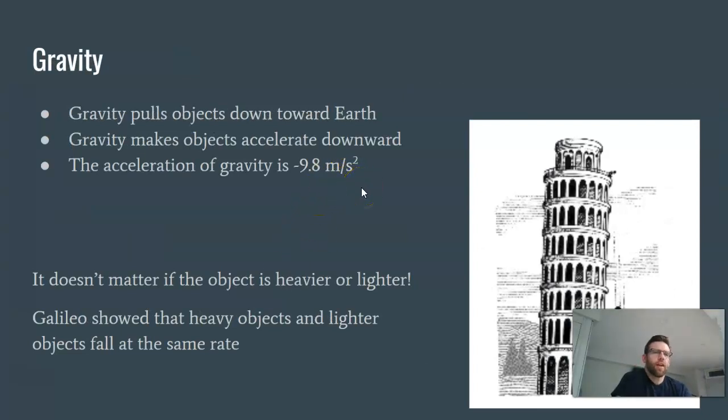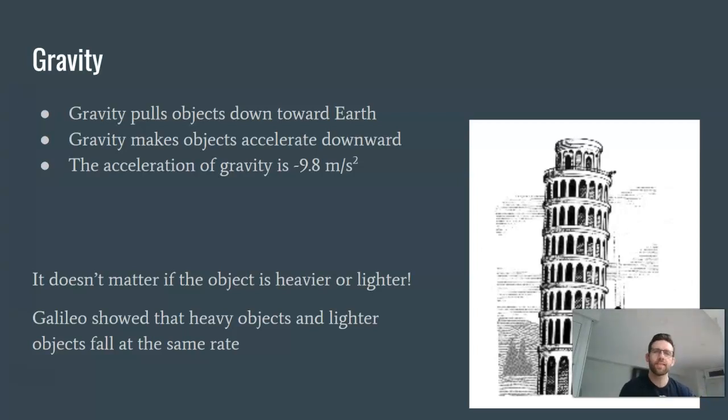So gravity. Gravity is a force. It's one of the major forces in physics. And for us on Earth it's just pulling objects towards the center of our Earth. Gravity makes objects accelerate downward, and the acceleration of gravity is a constant. It's negative 9.8 meters per second squared. Remember, those are our units for acceleration. It's negative because it's in the downward direction. It's making objects fall, move in the negative direction.